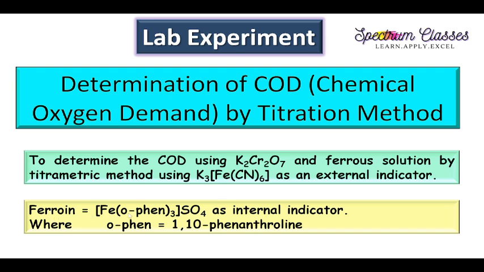Usually we use ferroin indicator to get the precise reading, and here ferroin is an iron complex of orthophenanthroline. Orthophenanthroline is 1,10 phenanthroline, right? And this is used as an internal indicator in this redox titration. But I do not have this ferroin indicator, so I have an alternative. I can use K3Fe(CN)6, potassium ferricyanide, but this is used as an external indicator.